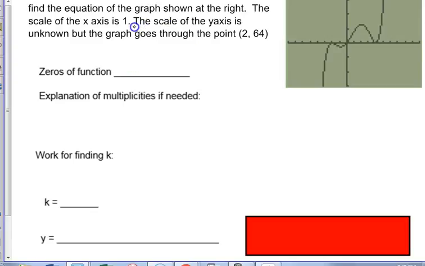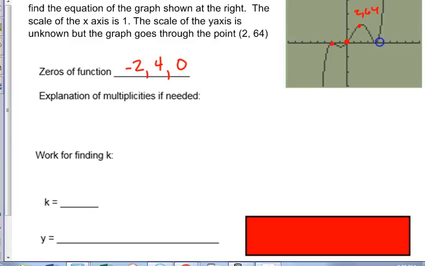Yeah, I should read the directions. It says, find the equation of the graph shown at the right. The scale of the x is 1. So it is telling you we're counting by ones this way. The scale of the y is unknown, but some point over here is at 264. So they're obviously not counting by ones up and down, right? Okay. So the zeros are at -2, 4, and 0, because it's going through here.